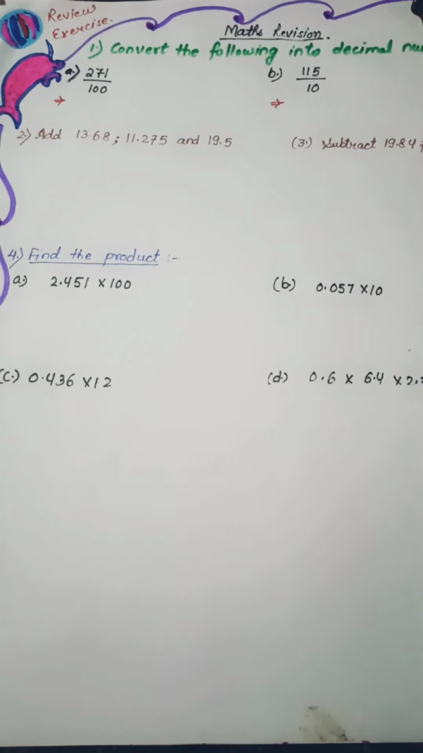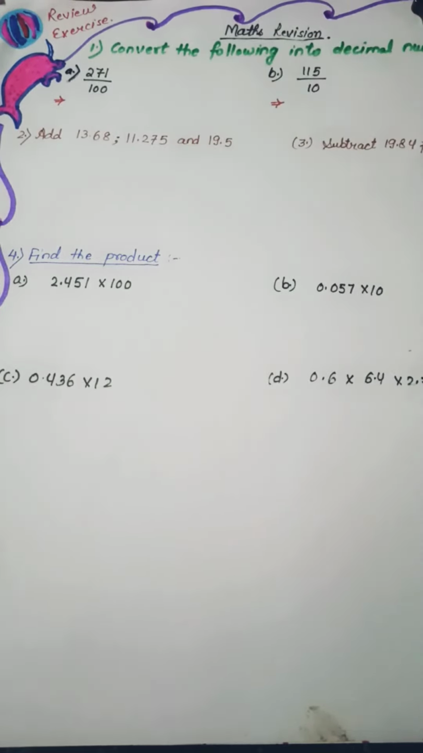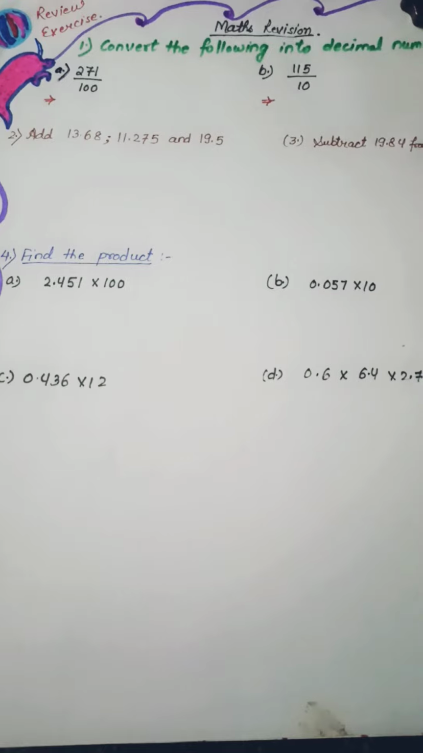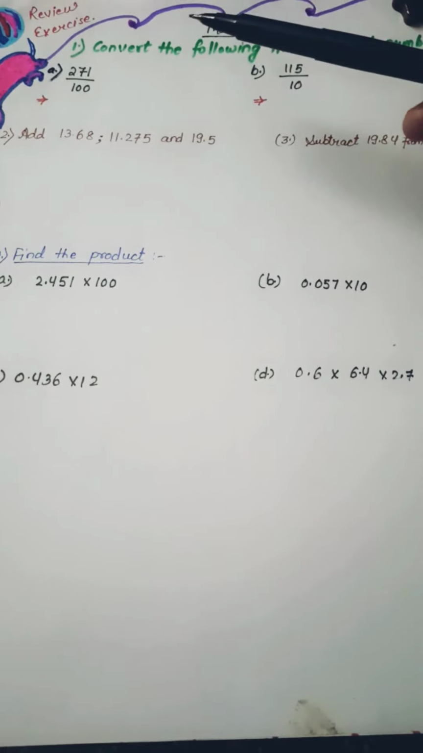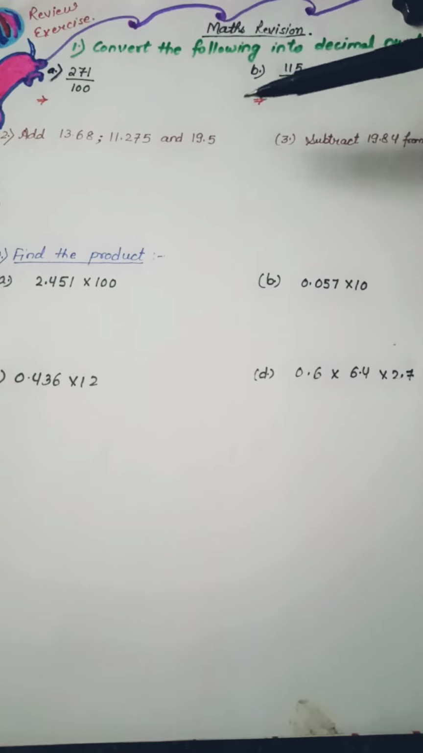Now today we are going to revise our unit 6, that is in your unit test syllabus. We are going to revise our review exercise, that is on page number 96. In this exercise, first of all, we are going to cover question number 1, and the question says: convert the following fractions into decimal numbers.